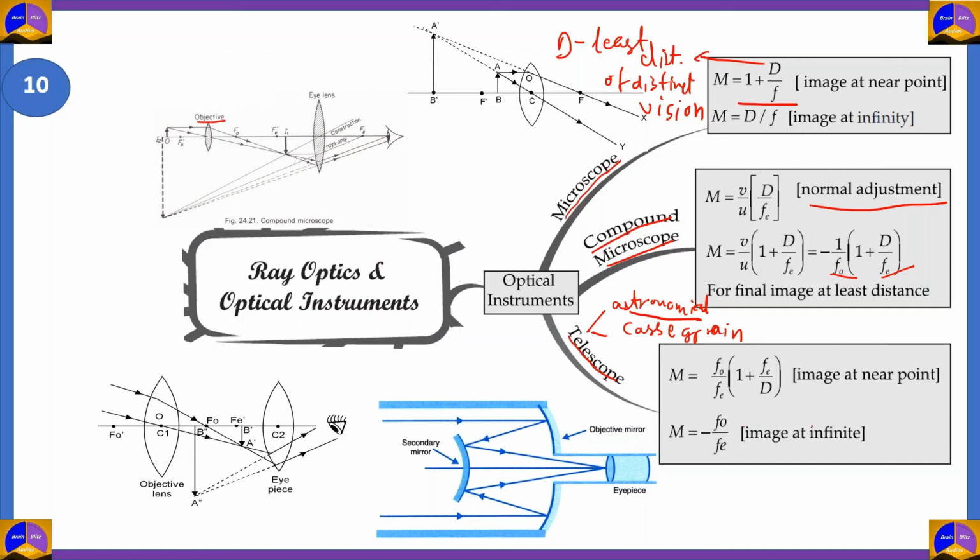Now, in order to form this image at the near point, we use the formula m is equal to FO by FE times 1 plus FE by D, where FO stands for the focal length of the objective lens, FE stands for the focal length of the eyepiece, D stands for the least distance of distinct vision. Now, if this image is to be formed at infinity, then the magnification of that image will be minus FO by FE. So therefore, magnification will then be equal to minus FO divided by FE. This is for an astronomical telescope.